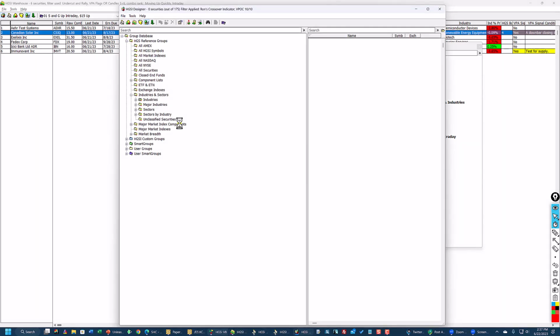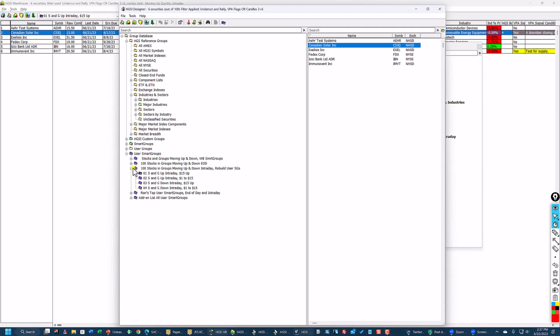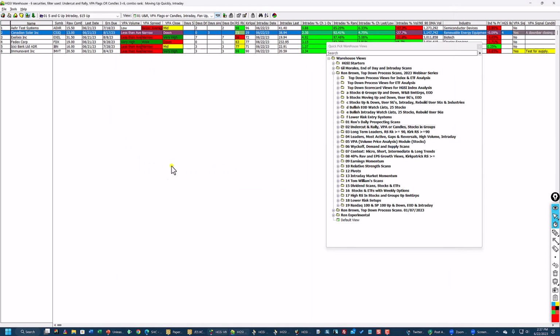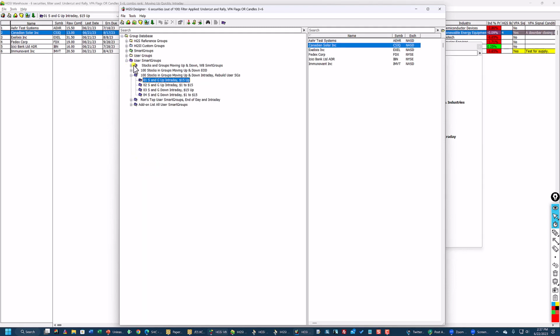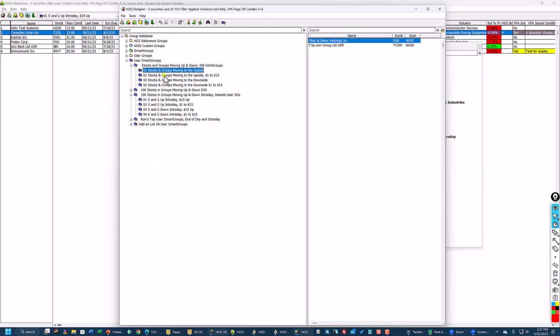Okay, so I want to review this. When you install the add-on today, you're going to have these. Boy, this is slow today. You're going to have the Woodward and Brown SmartGroups, which I went in and I made User SmartGroups, and I'm pulling stocks directly from the Woodward and Brown User SmartGroups.